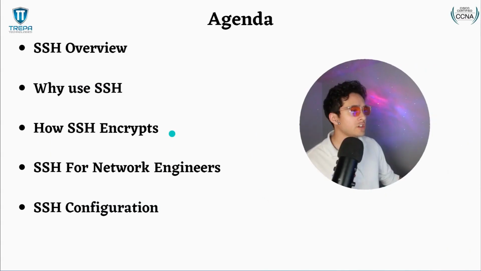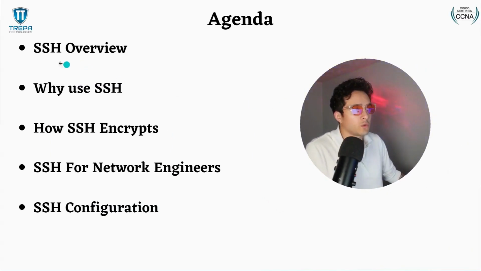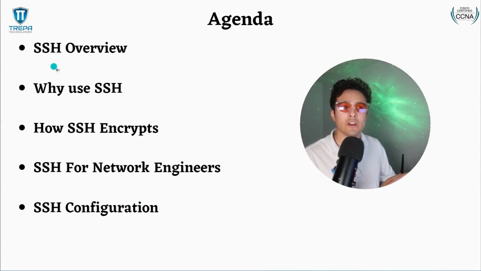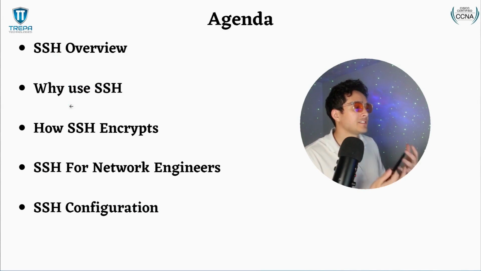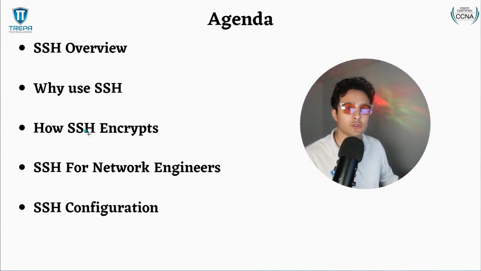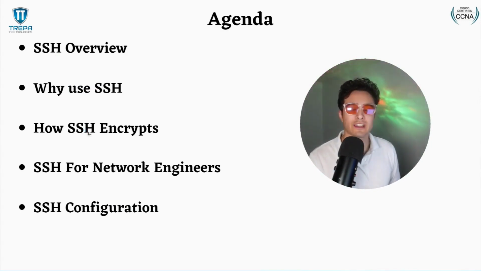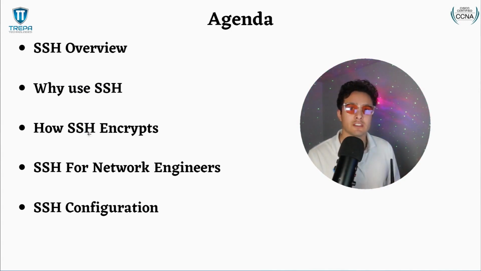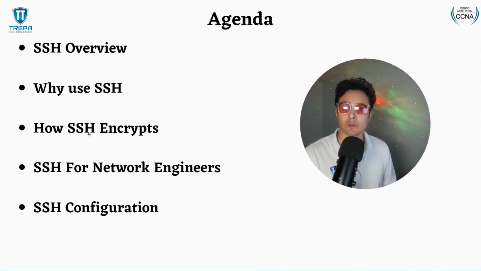So first thing we're going to touch on is our agenda. We're going to go over a quick overview of SSH, right? Just quick 3 bullet points of what it is, why we use it, what's the purpose, why was SSH made, and why do we use it? And then how SSH encrypts. This isn't a security course. We're not going to dive too deep into RSA or asymmetric versus symmetric encryption, but we're going to just go through the sequence of what SSH does or how it accomplishes encryption.